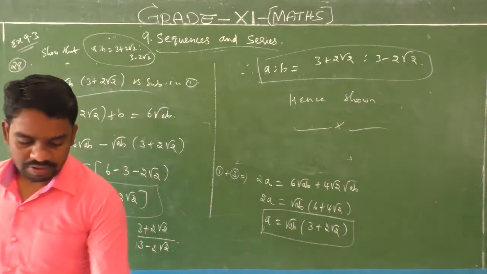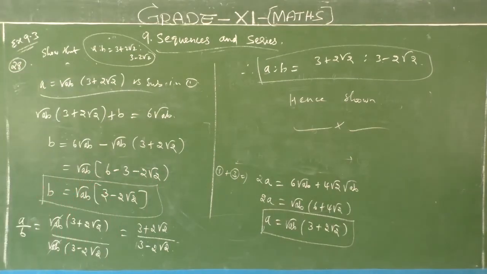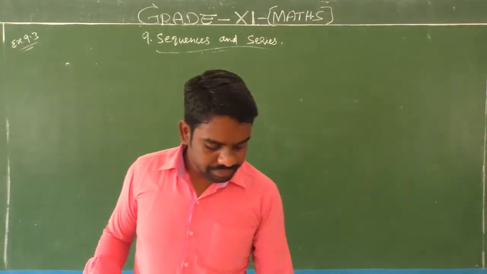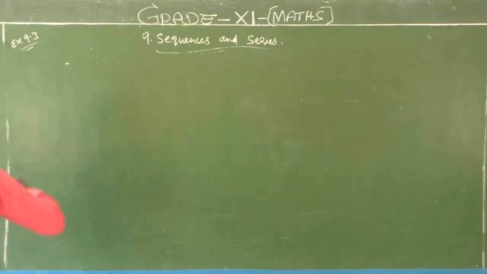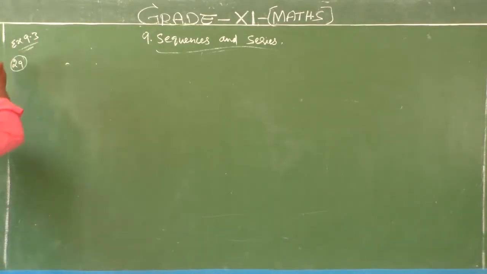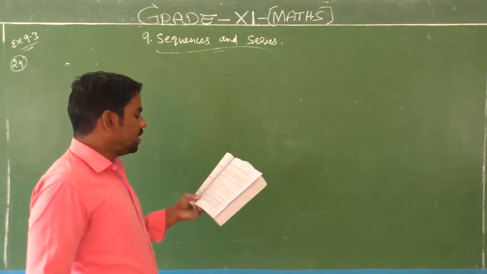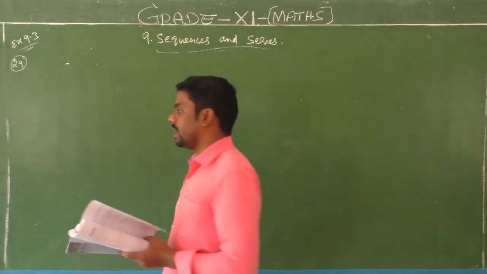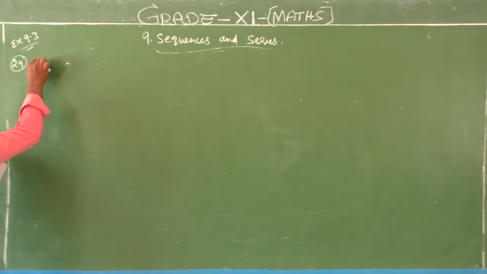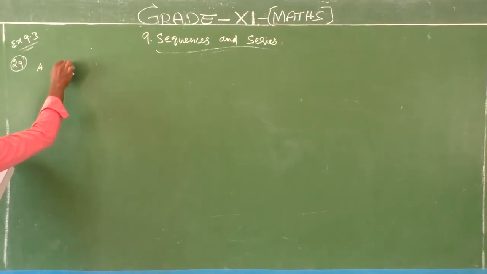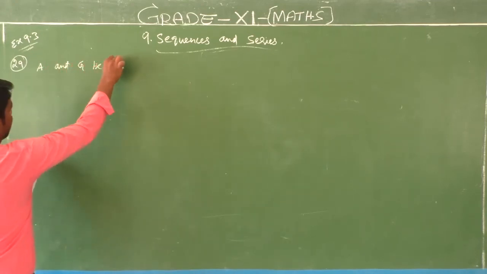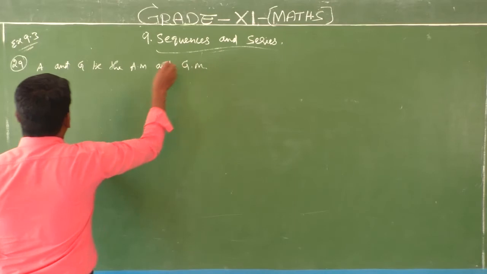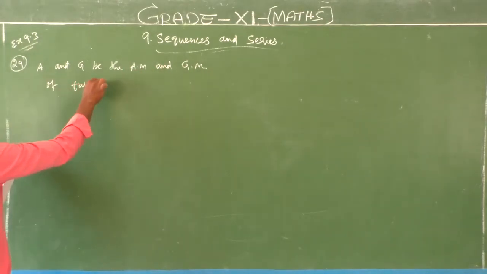Right. Very simple question. Next, question number 29. If capital A and capital G are the arithmetic mean and geometric mean of two positive numbers.